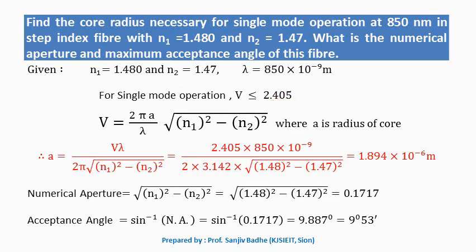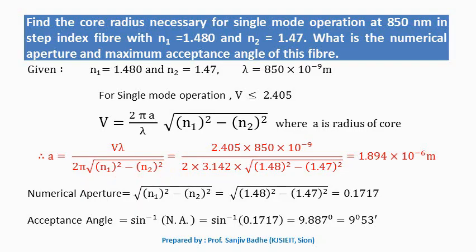So we will try to calculate the maximum value of the radius, and for that we will substitute V equal to 2.405. Here we can just rearrange the terms to write the relation for radius of core: A equal to V lambda upon 2 pi, square root of N1 square minus N2 square, with lambda and 2 pi taken on the other side. So A equal to V lambda upon 2 pi square root of N1 square minus N2 square.